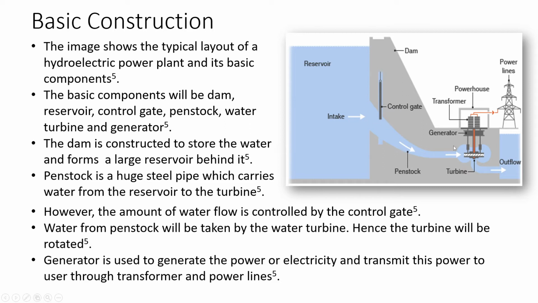As the water flows and hits the turbine, it will be rotated. The generator is responsible for converting the mechanical energy from the rotating turbine to electrical energy. Lastly, the powerhouse that contains the transformer will transmit the power to the consumer via power lines.